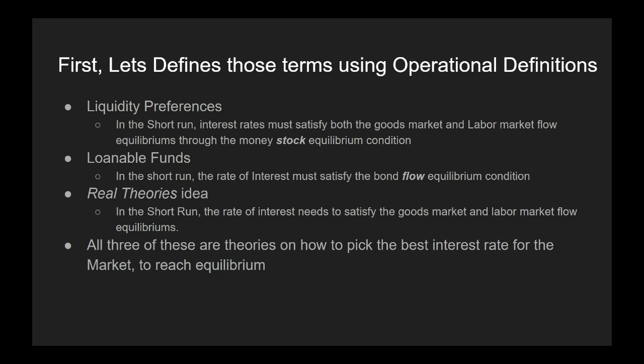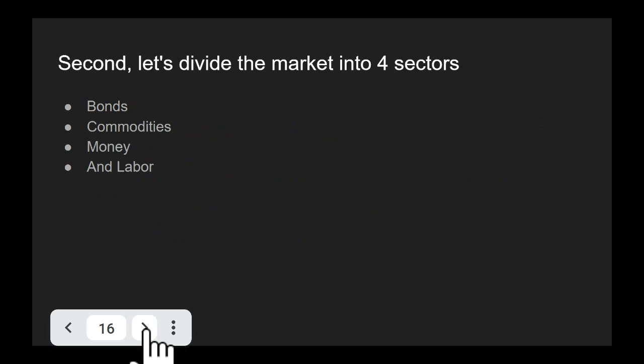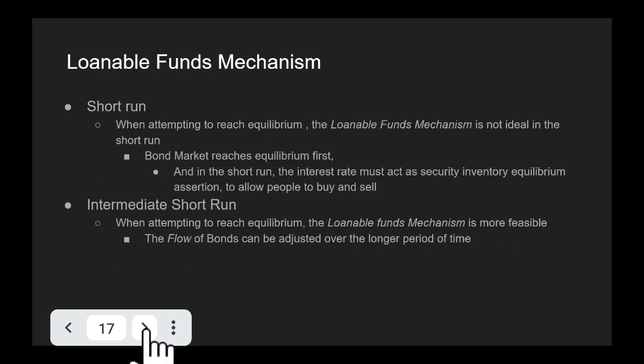equilibrium condition. The real theory's idea is that in the short run, the rate of interest needs to satisfy both goods market and labor market flow. It's kind of a general thing. And all three of these theories are used to pick the best interest rate for the market to reach a happy equilibrium. So in order to delve into this further, we're going to divide the market into 4 separate sections: the bonds, commodities, money, and labor.